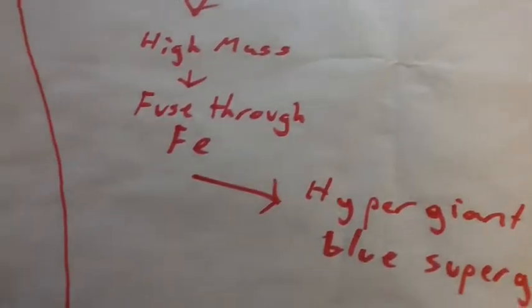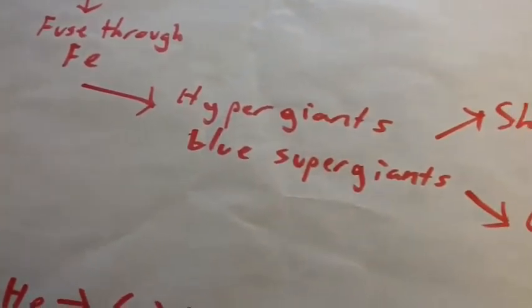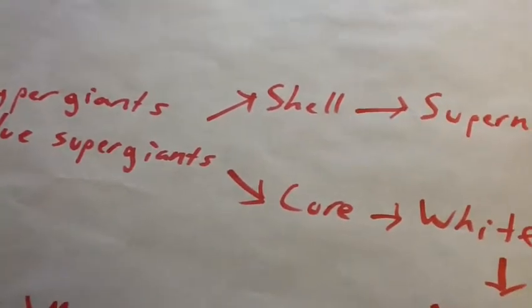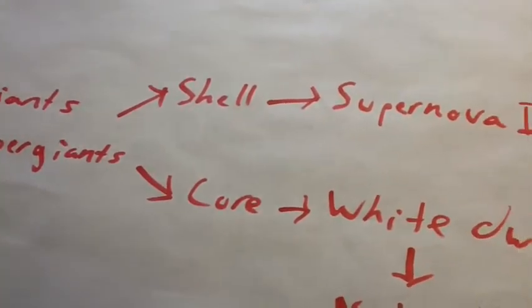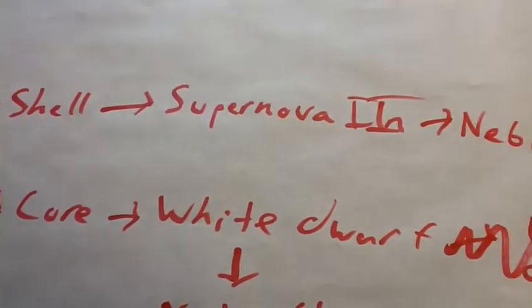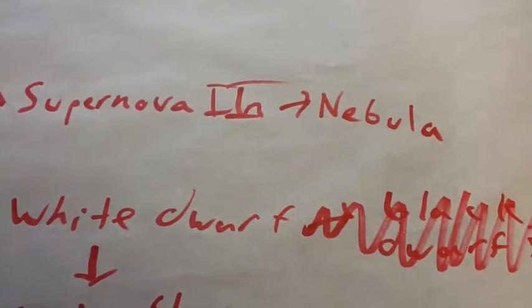Next, we will be talking about high-mass stars that fuse through iron. These form hypergiants and blue supergiants, and further evolve through the shell or the core. When evolving through the shell, they form supernova type 2s, which in name is larger than supernova type 1s, and form nebulas, much like medium-mass stars.